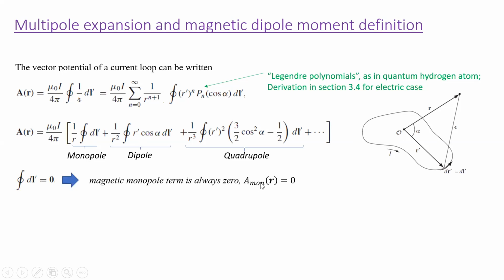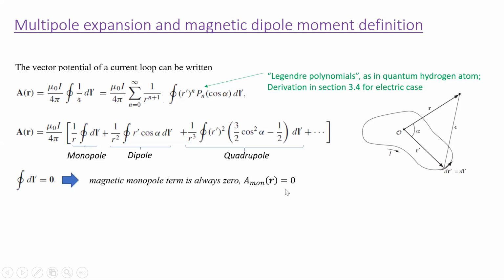Unlike in the electric multipole expansion, where this was an integral over charge, and we could get a positive or a negative charge here, and so a monopole term. The magnetic monopole term is always 0.